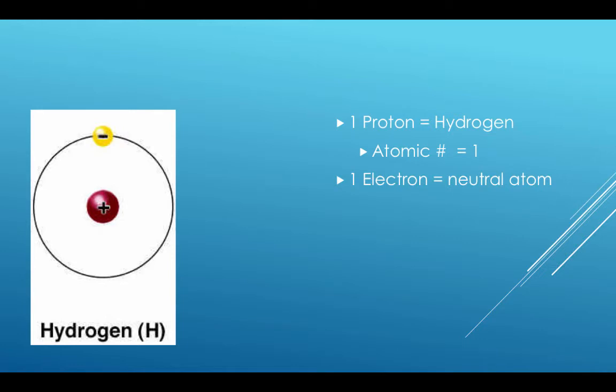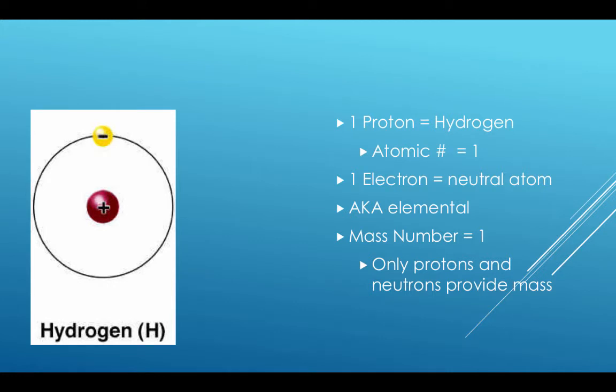It has 1 electron, so it has a +1 charge from the proton and a -1 charge from the electron. They cancel one another out to make a neutral atom. We can also say it's elemental. The mass of the atom is 1, since only protons and neutrons give the atom mass, and there are no neutrons, just a single proton.